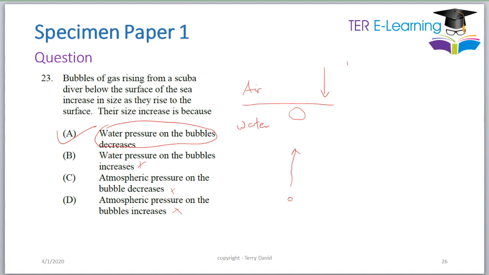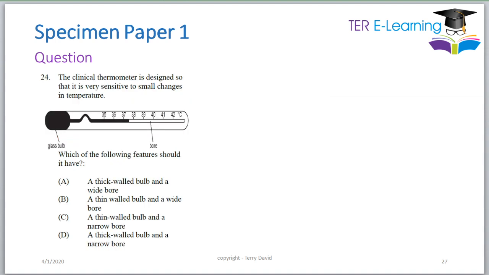Let's see this one here now. So we have a clinical thermometer. It's designed so that it is very sensitive to small changes in temperature. Right? Now, you'll need to know the structure of a clinical thermometer, and it has particular designs. It has a large bulb, that's one. It also has a constriction that allows us to read the temperature, so it gives us time to read the temperature. And it also has a very narrow range, right?